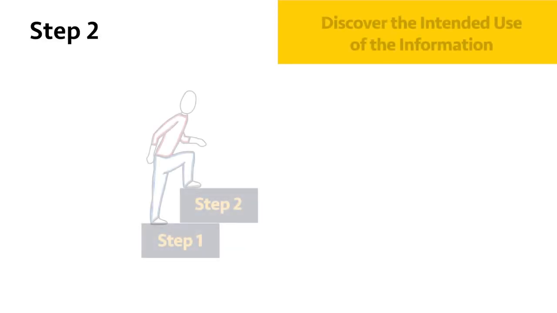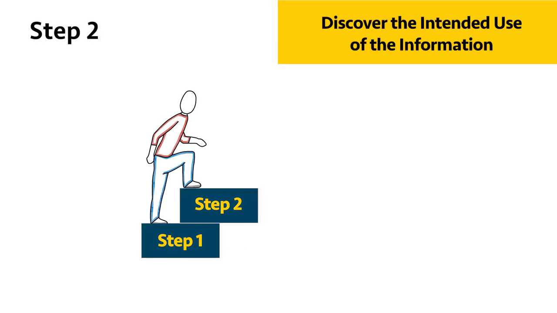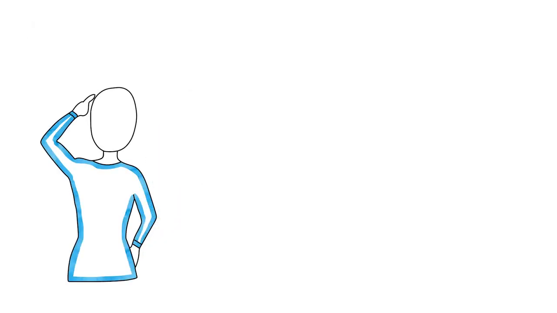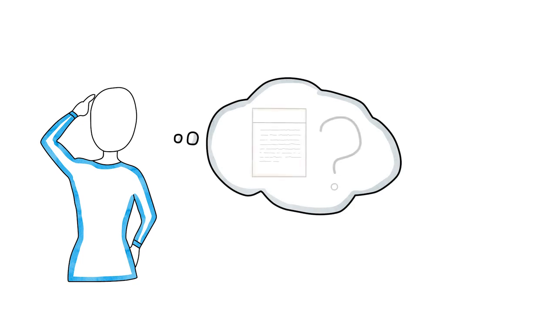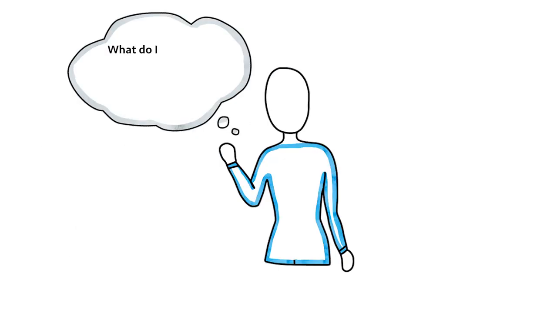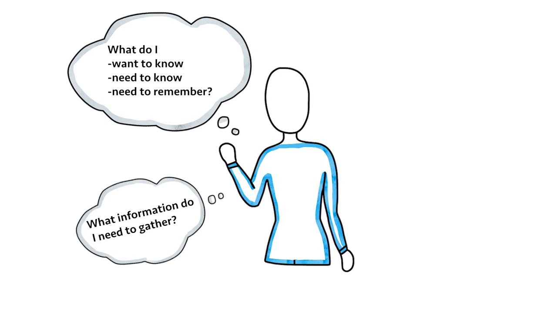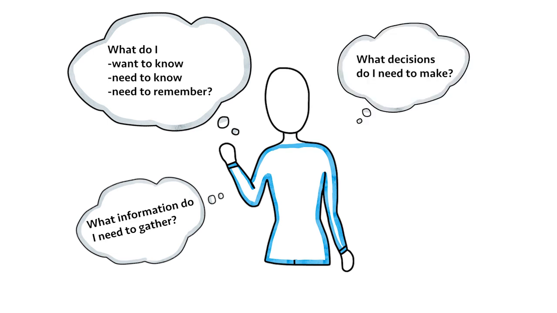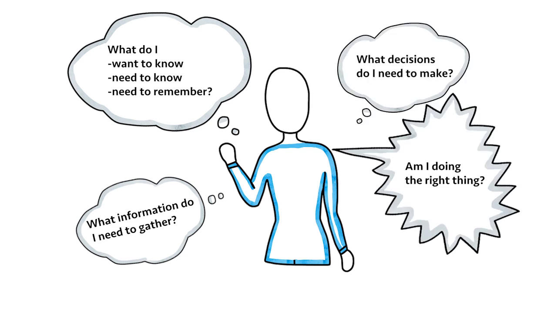Step 2 is to discover the intended use of the information. What is the main concern of your user? Imagine your persona in their specific context and try to discover what drives them. What decisions do they need to make? What do they want to know? What do they need to know? What do they need to remember? What information do they need to gather? Are they dealing with specific stress factors or even trauma? When do they need to take action?